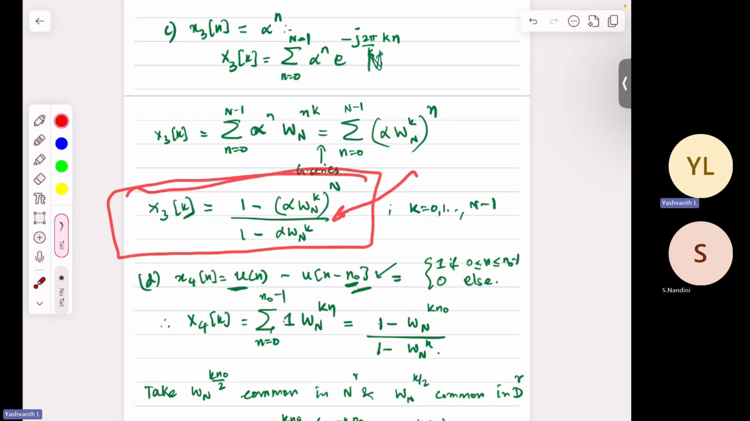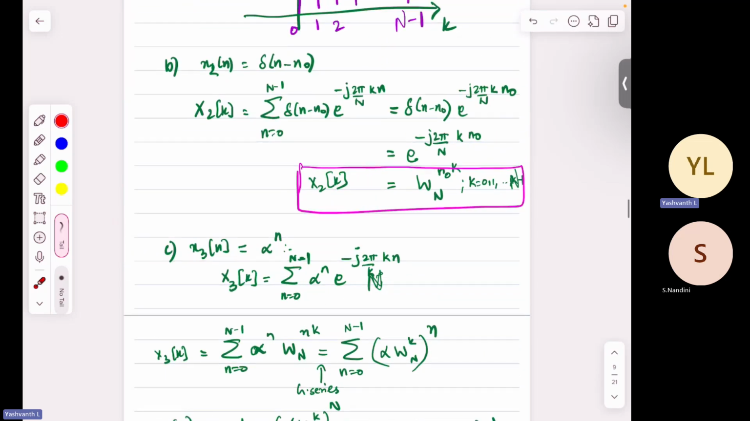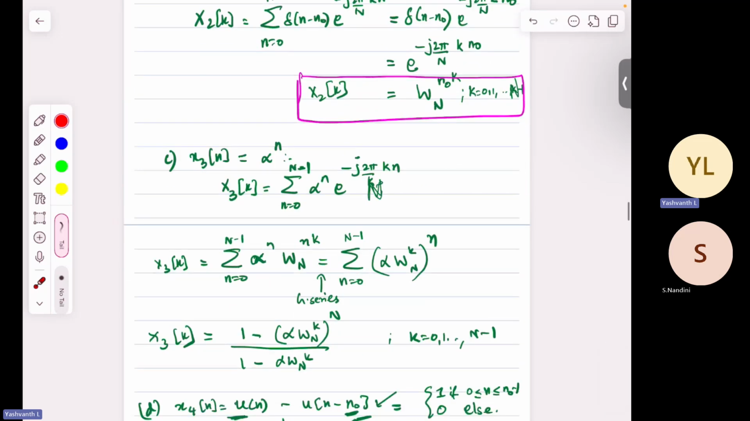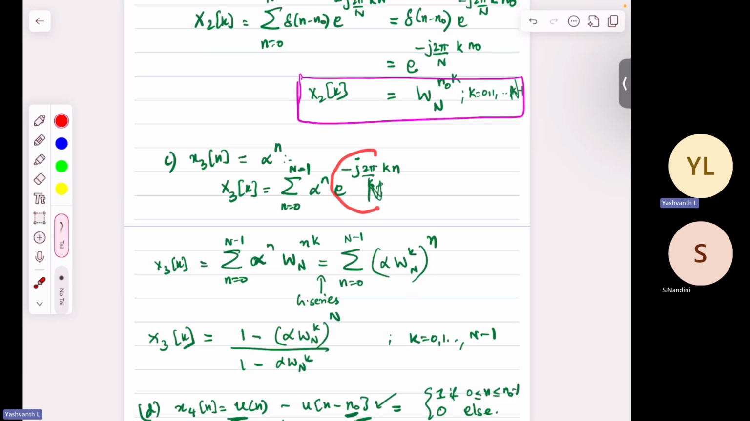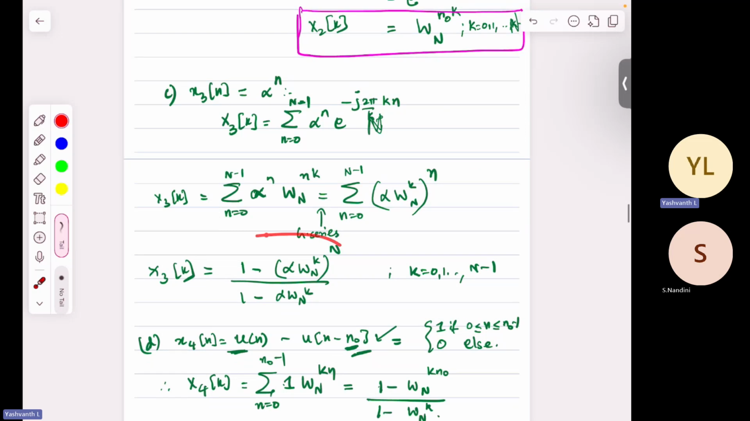Your DFT is nothing but 1 minus alpha into twiddle factor power k the whole power N, divided by 1 minus alpha into twiddle factor power k, where the twiddle factor itself has this particular structure, namely that it is e power minus j 2 pi by capital N. And k ranges from 0 to N minus 1. Okay, that's all. You cannot simplify this more. Is it okay?